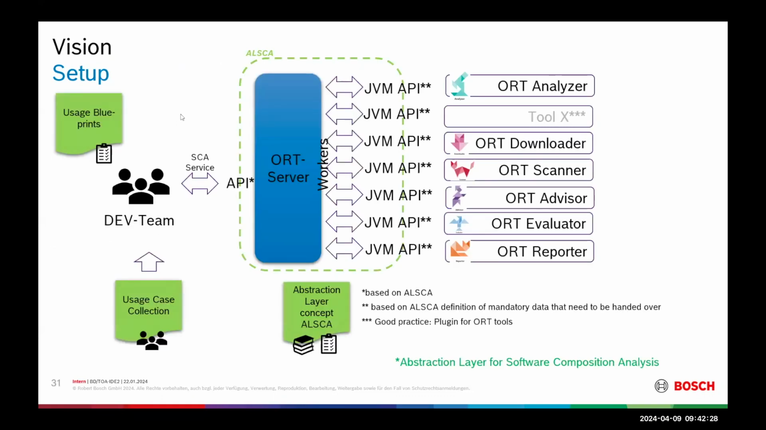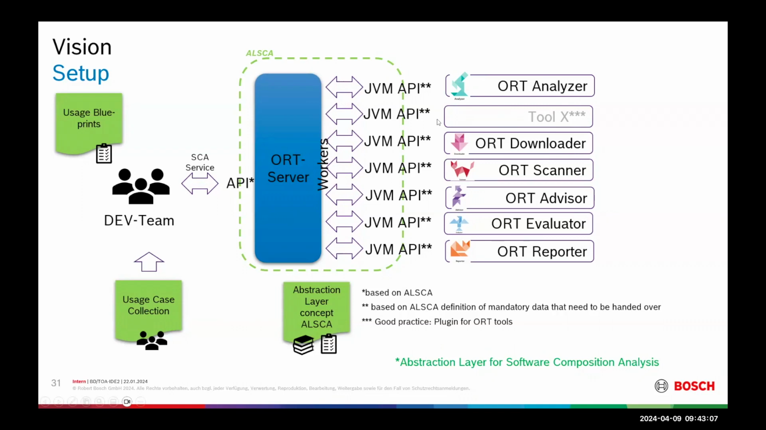So the setup is, if you want this, the thing in the middle would again be this black box, right? Or blue box. So as a development team, you just want to have this software composition analysis service. So you just plug in this service into your build pipelines. Then the ORT server will trigger those workers. So if you're familiar with ORT, you will see this analyzer, downloader, scanner, advisor, evaluator, reporter, and then feedback of the results via the API.